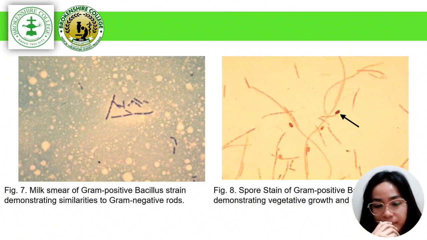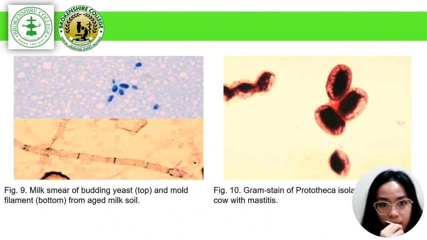Next, in figure 9, this figure presents a milk smear showing budding yeast and mold filaments, indicating the presence of fungal contaminants. Fungal growth in milk can lead to spoilage and affect product quality, so proper hygiene and storage practices are necessary to prevent fungal contamination.